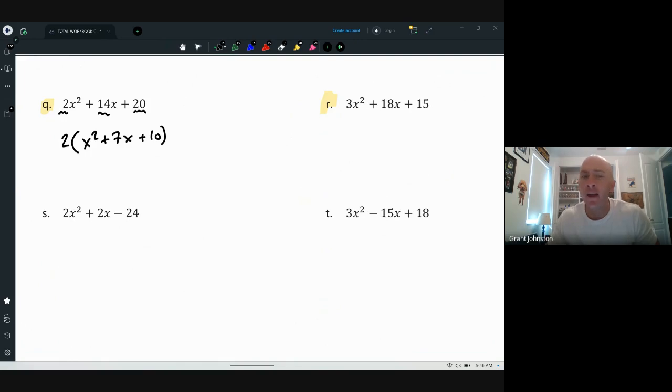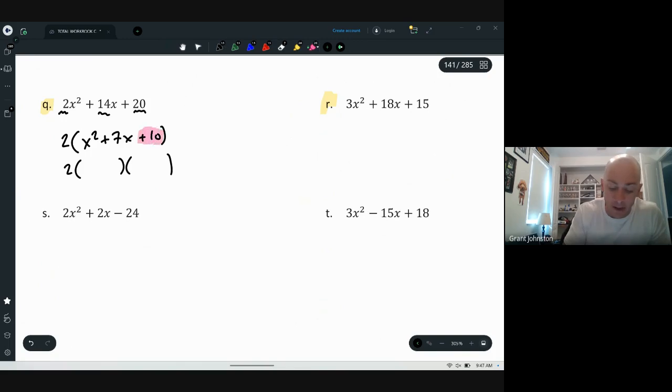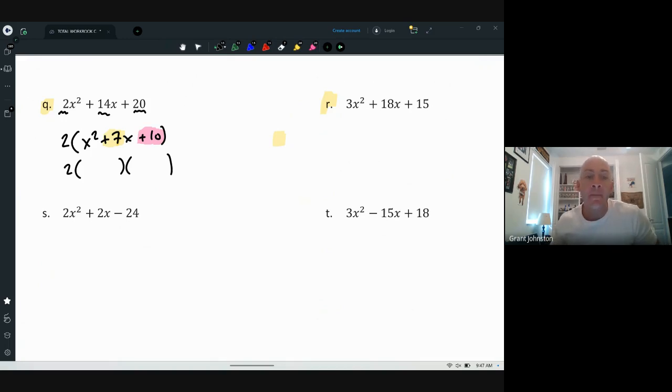And then I can factor that x squared plus 7x plus 10. The reason why this is so great is because, remember, now it's a leading coefficient of 1 like the last lesson. Now I can just say, okay, what multiplies to 10 and adds to 7? 5 and 2.